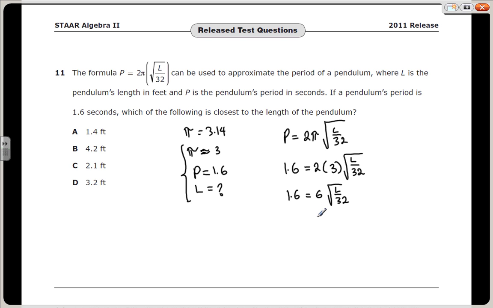So I can times both sides by the reciprocal of 6, which is 1 over 6. So times this by 1 over 6, and times this by 1 over 6 also. The reason I'm timesing it by 1 over 6 is I want to get rid of this 6 right here, so we can get L by itself. Alright, so this 6 and that 6 cancel out. So I'm going to have 1.6 over 6 equals the square root of L over 32.